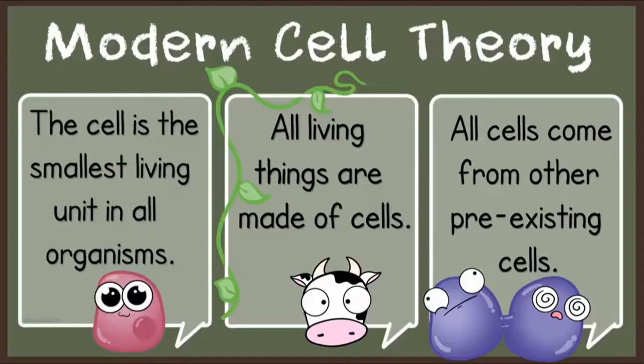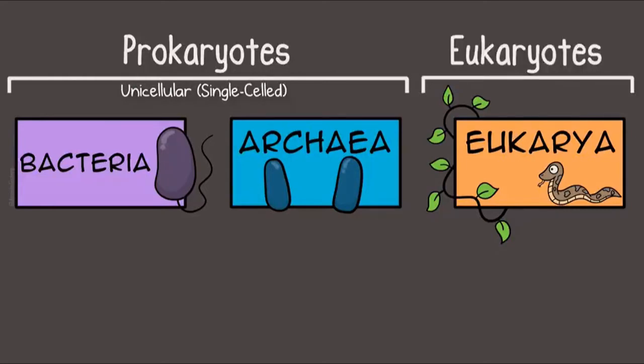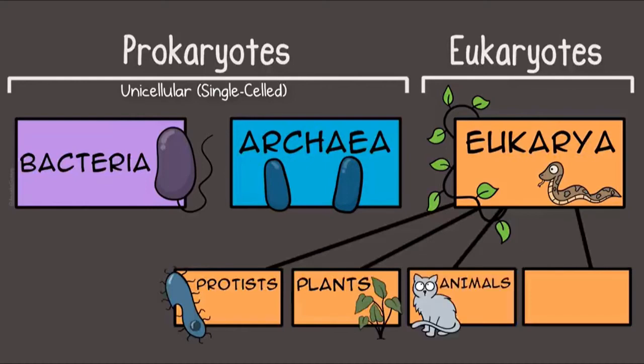First, just a refresher, recall that the modern cell theory includes a statement that all living things are made of one or more cells. All living things. In the three domains of life, prokaryotes are organisms that can be bacteria or archaea. They are unicellular, which means they are single-celled organisms. Eukaryotes are organisms that fit all in this last domain, eukarya. Eukaryotes can be protists, plants, animals, or fungi. They can be unicellular or they can be multicellular, which means they can be made up of many cells, like you.